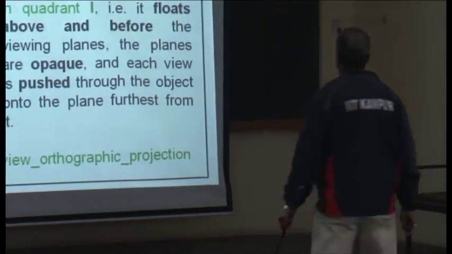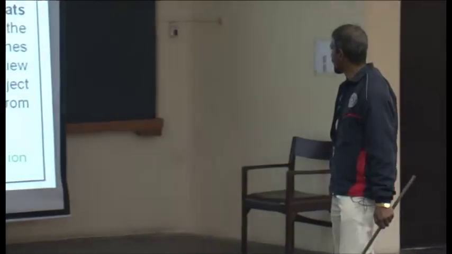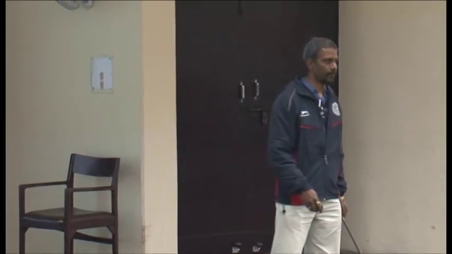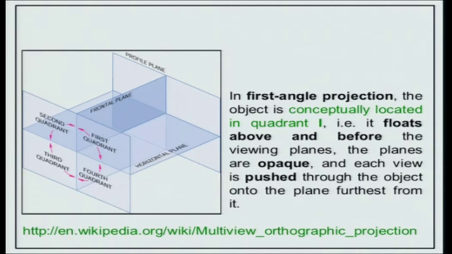I.e., it floats above and before the viewing planes, the planes are opaque and each view is pushed through the object onto the plane furthest from it. And then it's talking about the projections. Okay? Same thing that we have been doing. Well, if you're not able to understand the text, it's perfectly fine. I have a graph.